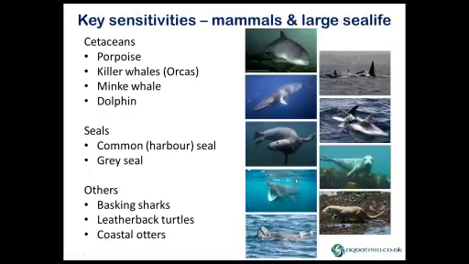And we have a number of other large marine life. We have basking sharks, which are becoming more common as the waters warm around north Scotland. We have coastal otters, much smaller than the sea otters of the west coast, but still quite prolific along the coast. And we have the occasional sea turtles as well.